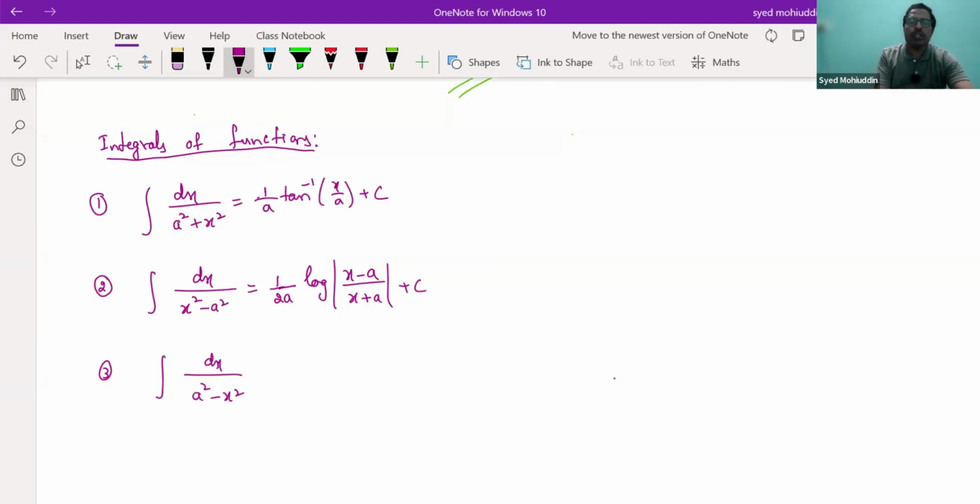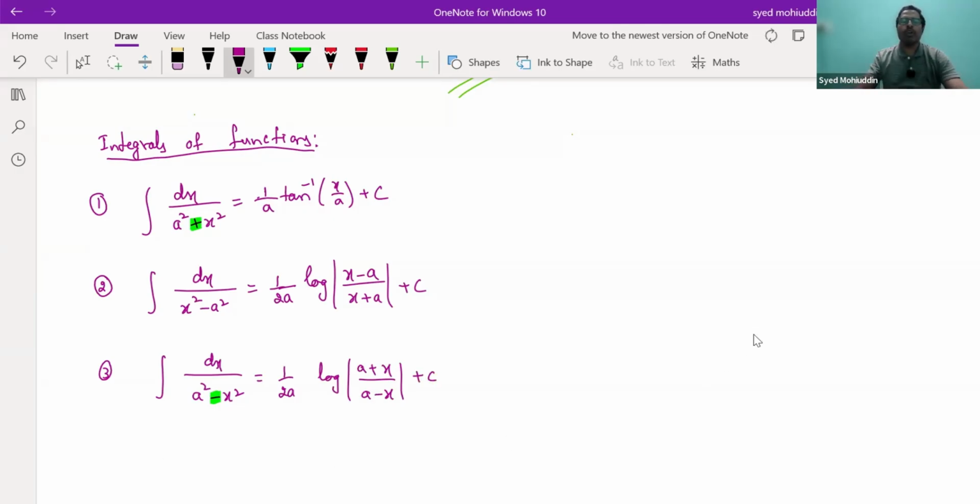Here we had taken plus. You can observe here, plus. Now we are taking minus. If minus is there, the formula will change. The formula will be in terms of log only. For x square minus a square and a square minus x square, in both cases the formula will be in terms of log. So it is 1 by 2a log of mod a plus x by a minus x plus the constant of integration c. So this is the formula.